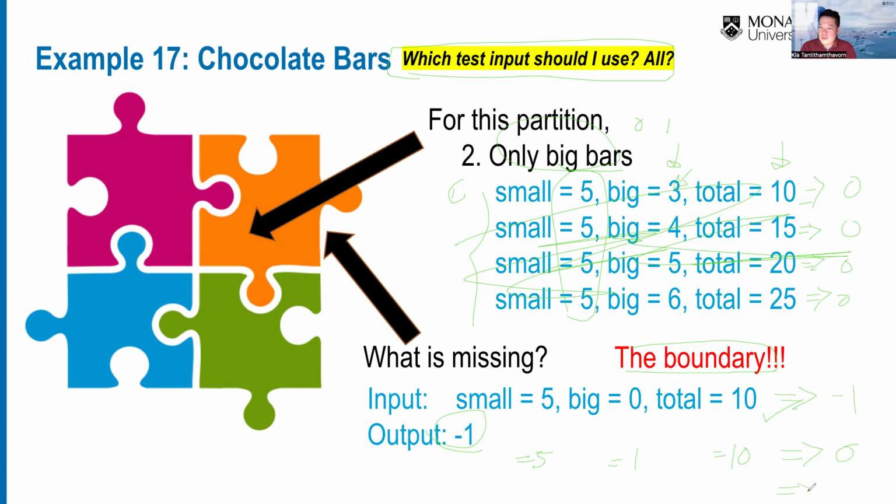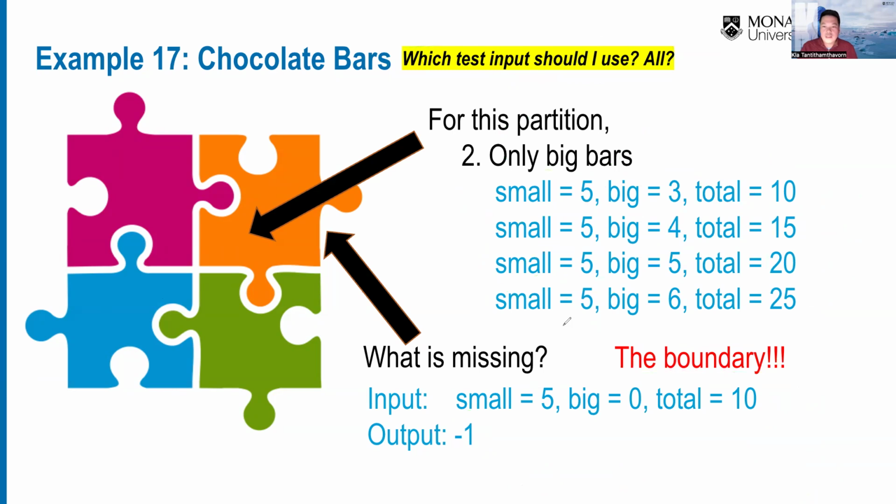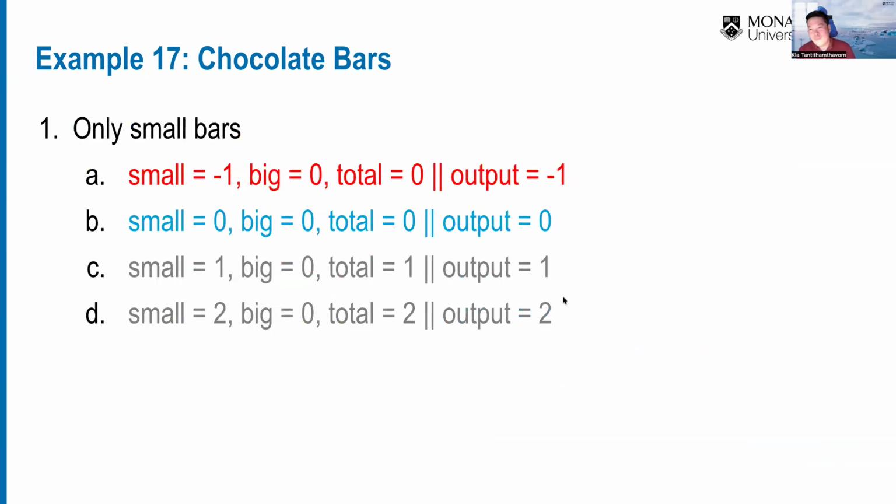What about another one, if I want to return 1? Then the small we keep fixed at 5, and the big bar, we have, what is that? 2? No, that doesn't make any sense at all. Anyway, the boundary. In short, we need to test the boundary. But how can we derive it?